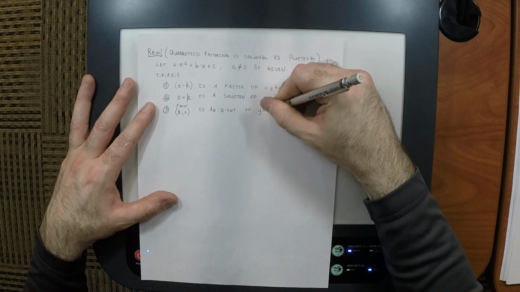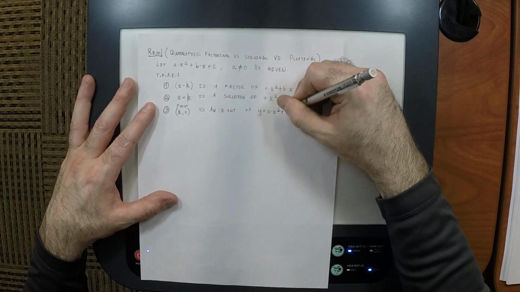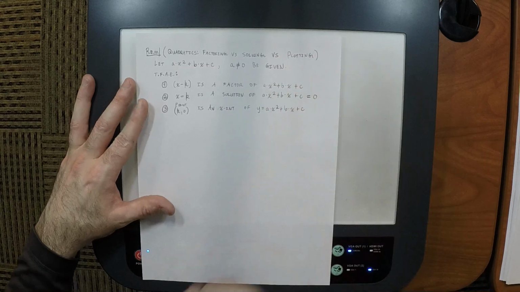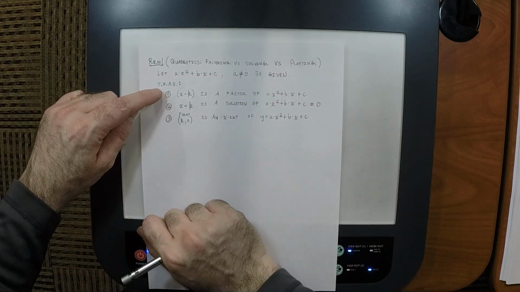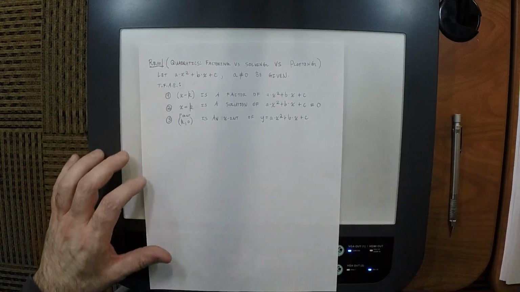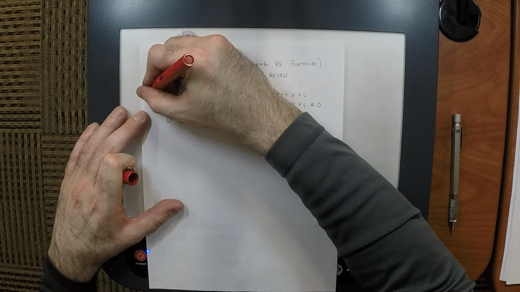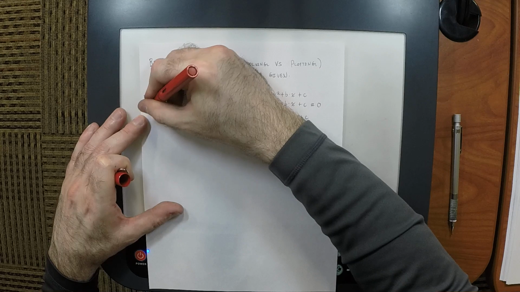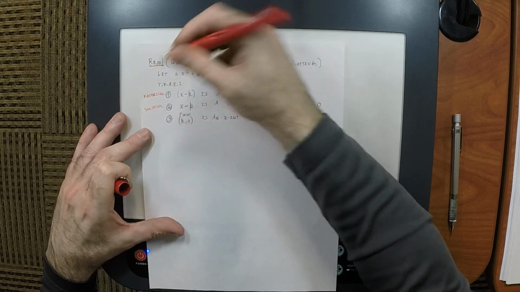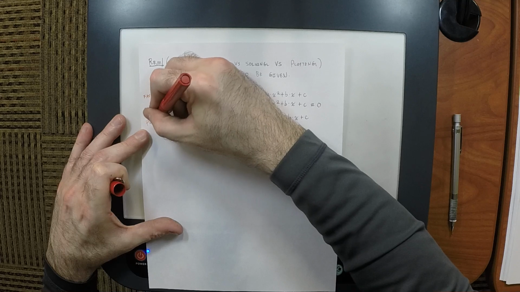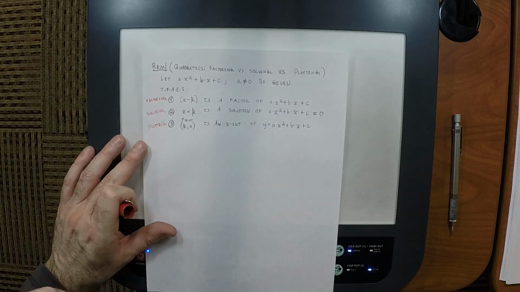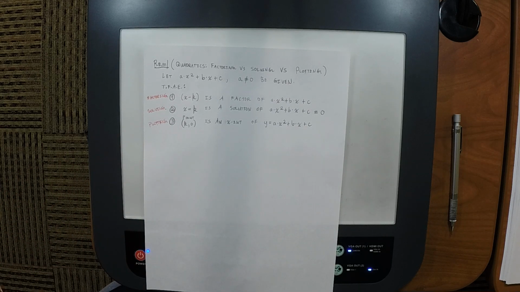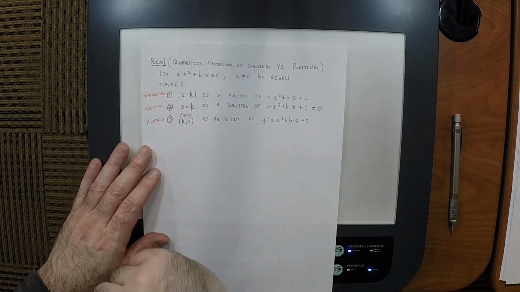Of y is ax squared plus bx plus c. So this first statement is a statement about factoring. The second statement is a statement about solving. And the third statement is a statement about plotting. So what this statement is saying is that these are three different ways to look at the same thing.